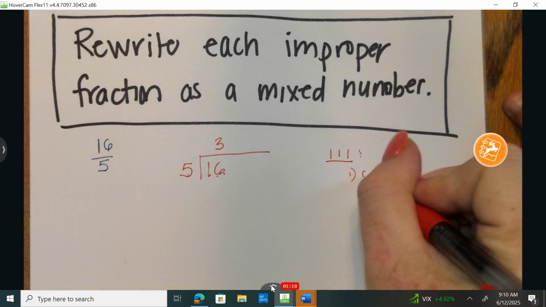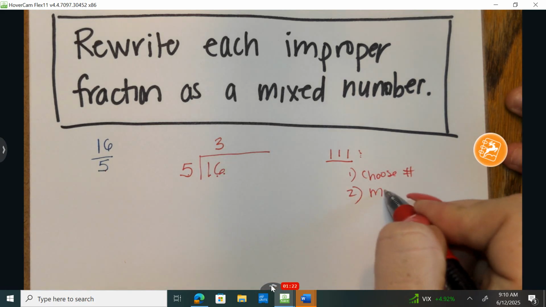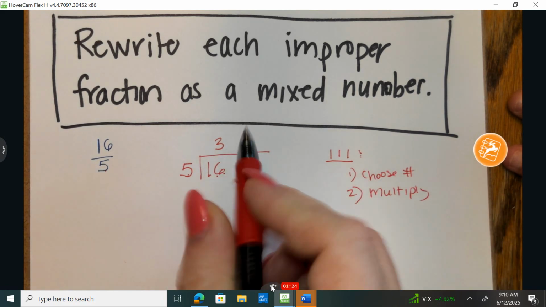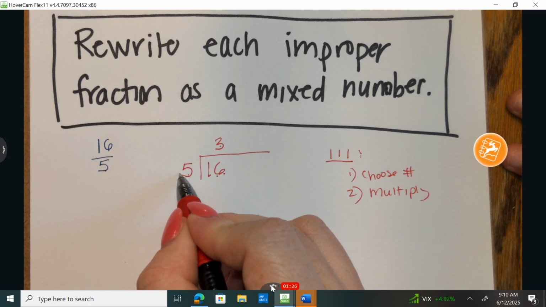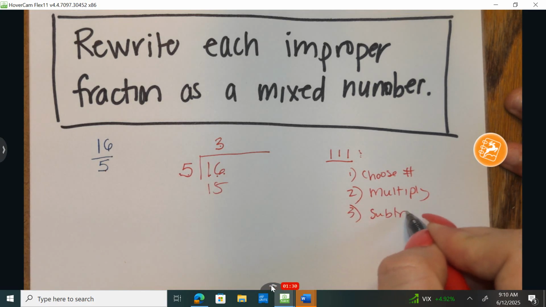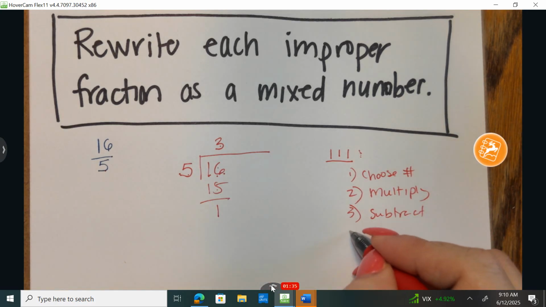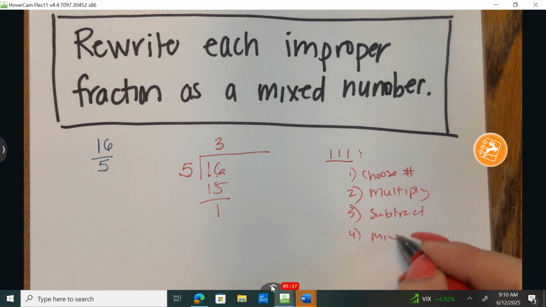Remember, the first step was to choose the correct number. The second step was going to be to multiply. So 3 times the outside value of 5 is 15. The third step will be to subtract the values. 16 minus 15 is 1. And now our fourth step is we're going to rewrite this as a mixed number.